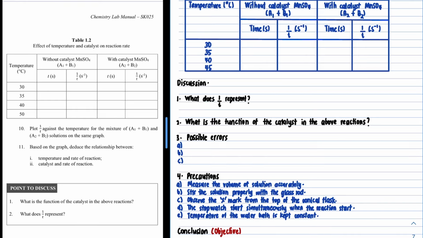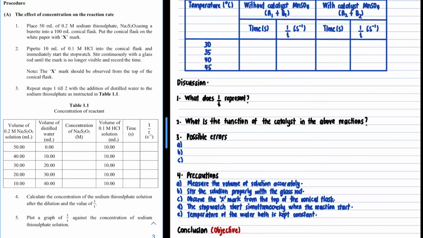And then the most important part is actually the possible error and the precaution. For the possible error, the minimum you have to give is 2, but it is recommended for you to write down more than 2. Possible error you have to think by yourself, but for the precaution, I will give you the answer. Again, for the possible error and precaution, it is based upon the procedure itself.